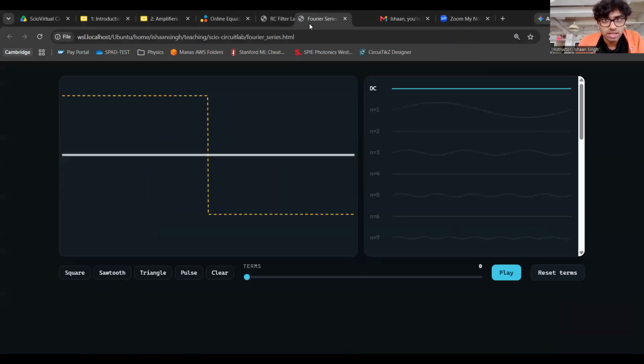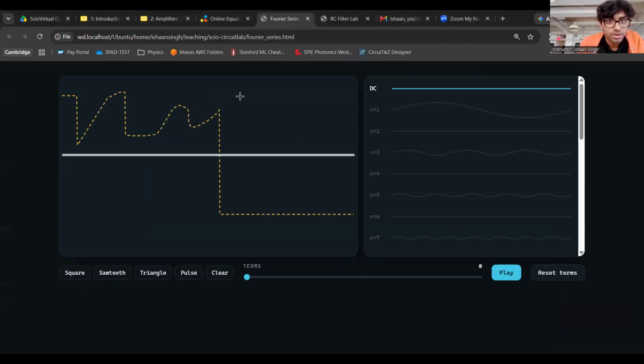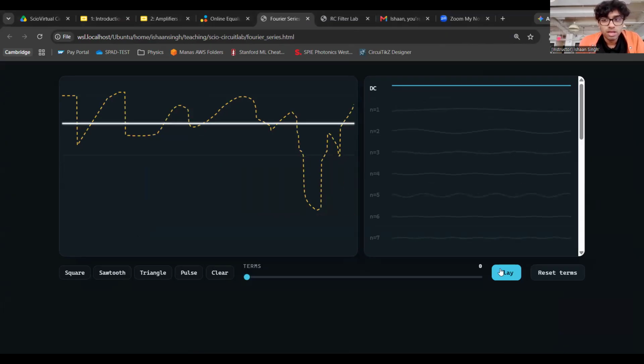But just as a demo that I made, a little small thing I put together to show you what this looks like. So on the left, I'm going to draw a waveform, okay? I'm going to draw something that looks kind of complicated. And so that white line represents the average value of the signal. That's the DC zero frequency, right? So DC is a zero frequency wave.